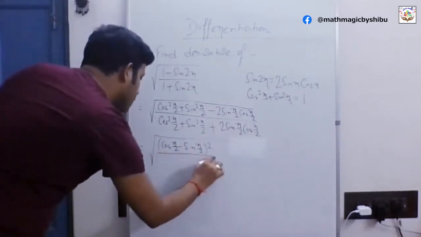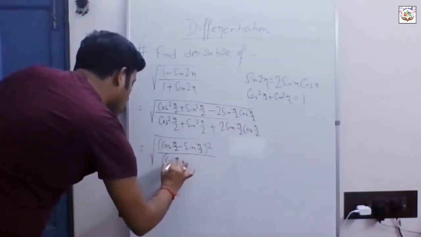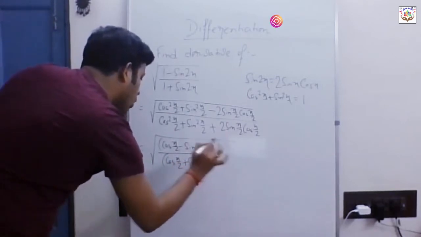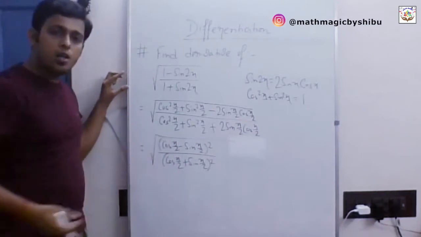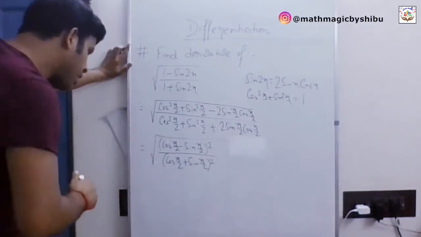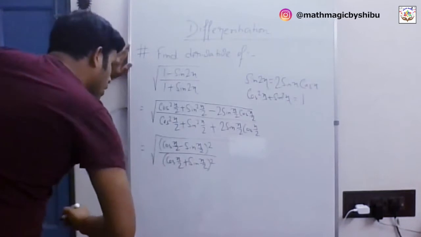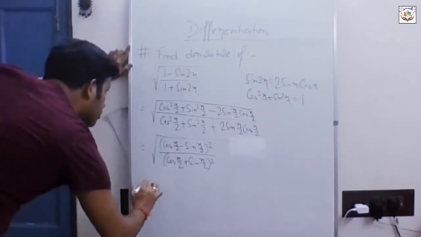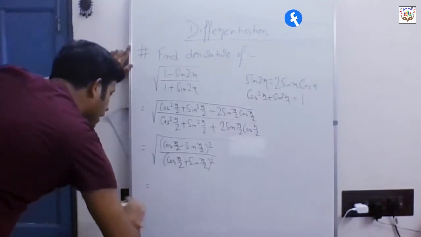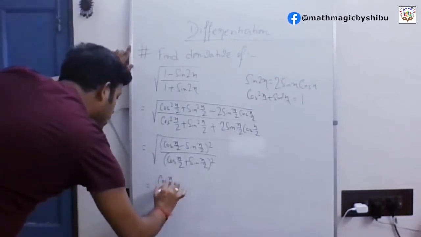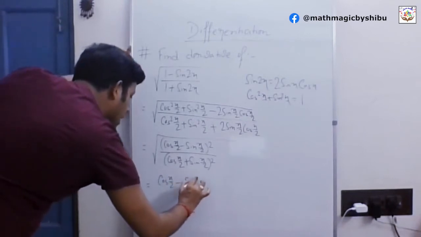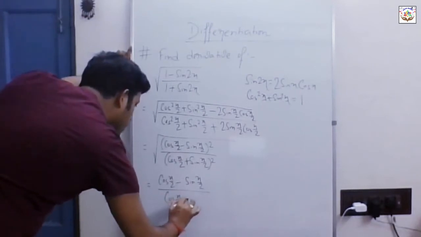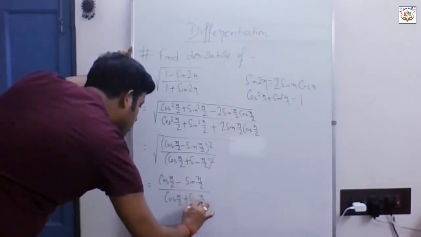So it would be (cos x/2 plus sin x/2) whole square. If we take out the root, right? If we take out the root, then what we will get? It's better, not an issue with it. If we take out the root, we will get cos x/2 minus sin x/2 divided by cos x/2 plus sin x/2.